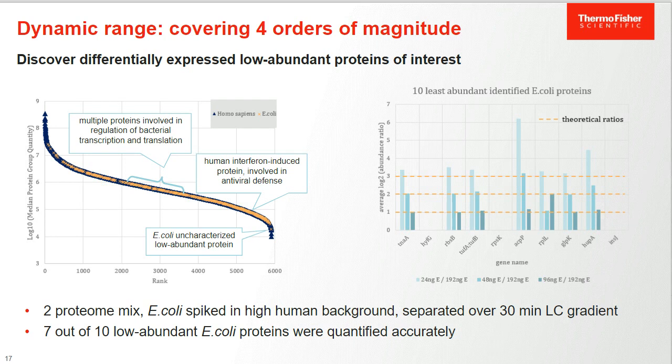coli and see whether we have detected them or not. On the right-hand panel here, we have shown the expression of the 10 lowest abundant expressed proteins. We identified 7 out of these 10 proteins, and we have also achieved the expected quantitation for these proteins in our experiments. In most places, as you can see, the green bar is very close to the expected ratio of the dashed orange line. So overall, our method was capable of detecting and accurately quantifying the lowest abundant expressed proteins.